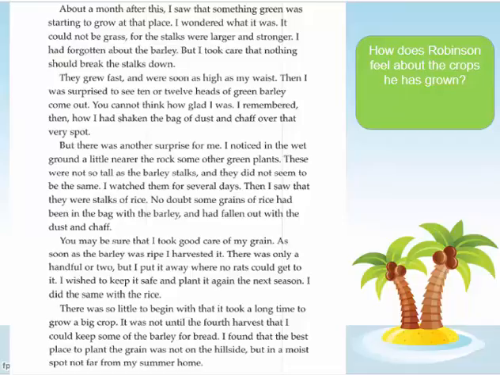As soon as the barley was ripe, I harvested it. There was only a handful or two, but I put it away where no rats could get to it. I wished to keep it safe and plant it again the next season. I did the same with the rice. There was so little to begin with that it took a long time to grow a big crop. It was not until the fourth harvest that I could keep some of the barley for bread. I found that the best place to plant the grain was not on the hillside, but in a moist spot not far from my summer home.